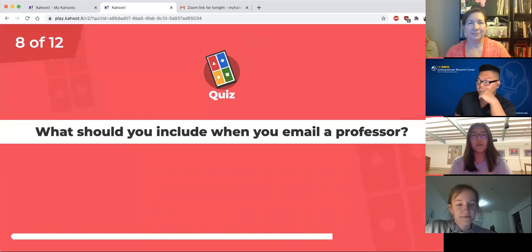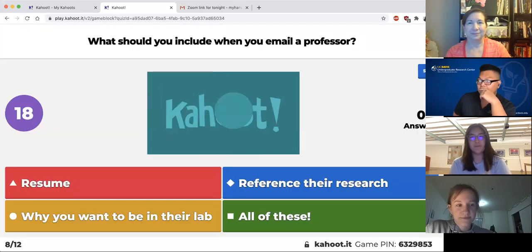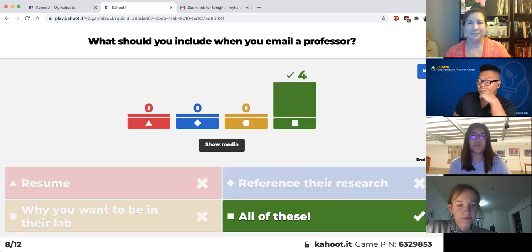Okay, so what should you include when you email a professor? Yep, all of these. You should definitely include your resume. You should definitely reference their research, maybe even mention some of the papers that they've published, and you should definitely mention why you want to be in their lab.